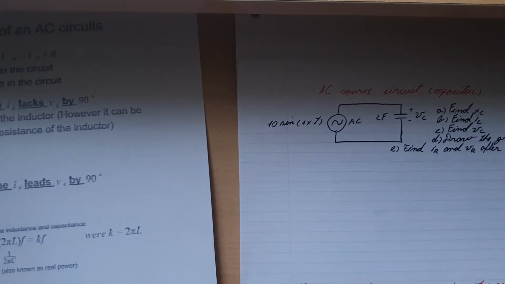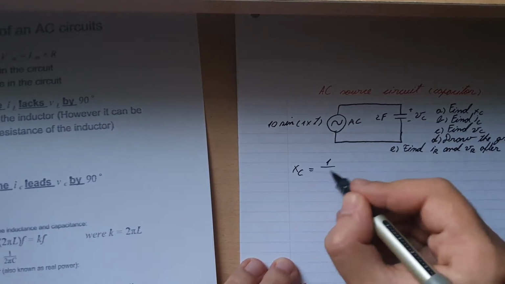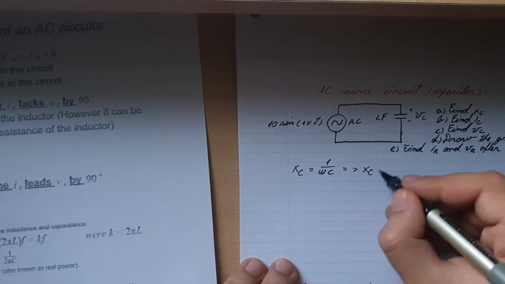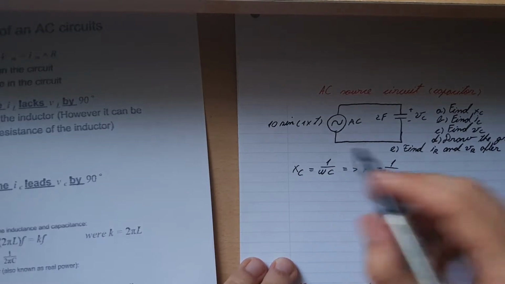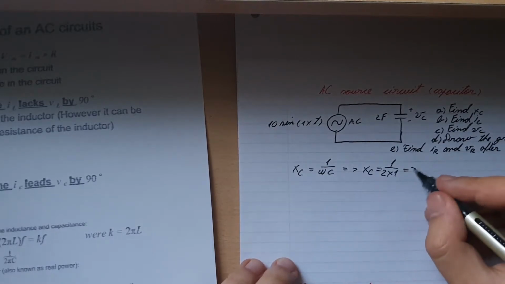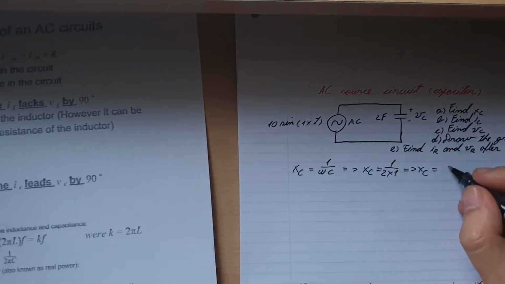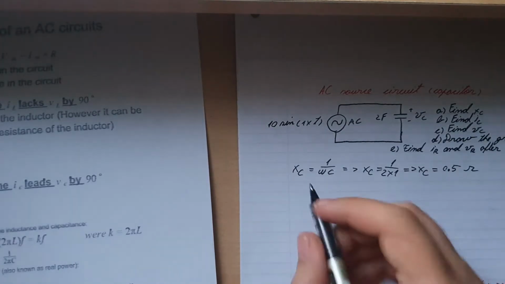Alright, so the formula for the XC will be equal with 1 over WC, therefore XC will be equal with 1 over 2 multiplied by 1. Therefore XC will be equal with simply 0.5, wasn't it? Yeah. Alright. Ohms. There you go. Now we need to find the IC.